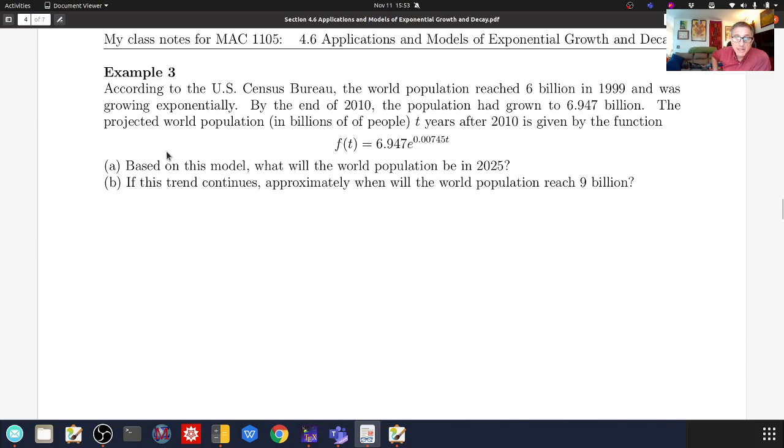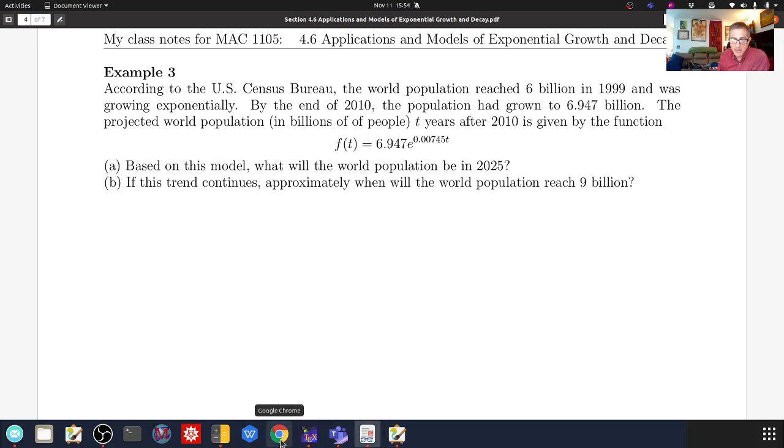So example 3. Here we're given a function in function notation. According to the U.S. Census Bureau, the world population reached 6 billion in 1999 and was growing exponentially. By the end of 2010, the population had grown to 6.947 billion. The projected world population in billions of people t years after our zeroing out time of 2010 is given by the function f of t equals what you see there, meaning right here. Based on this model, what will the world population be in 2025?